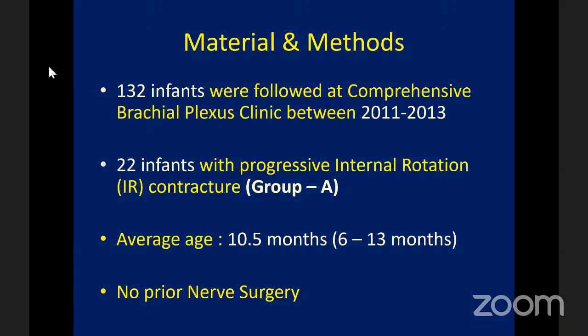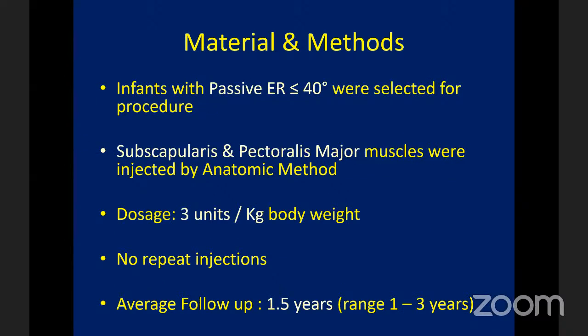132 infants were followed at the comprehensive brachial plexus clinic between 2011 and 2013. 22 infants with progressive internal rotation contracture were given botulinum toxin injection. Average age was 10 and a half months. No prior nerve surgery was done in these cases. Infants with passive external rotation less than 40 degrees were selected for the procedure.